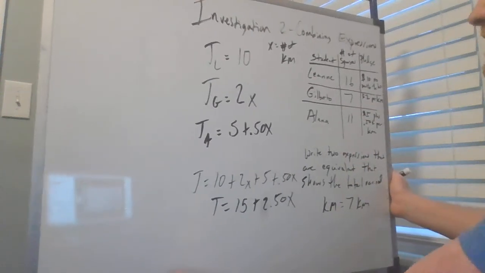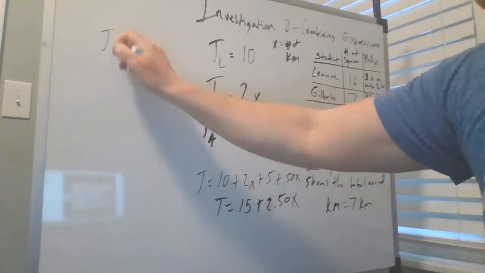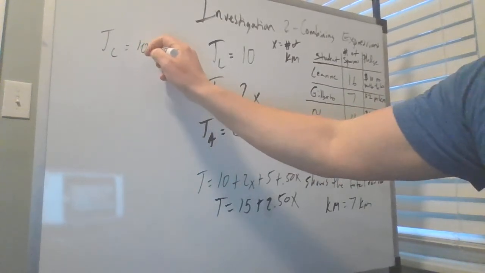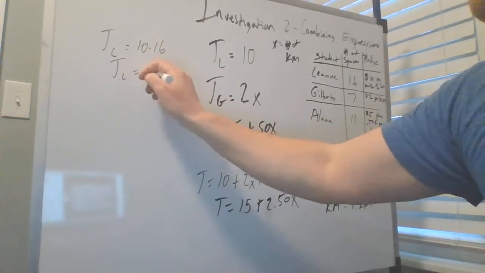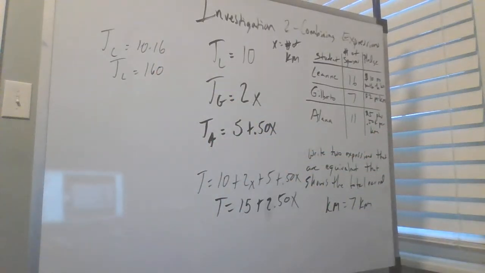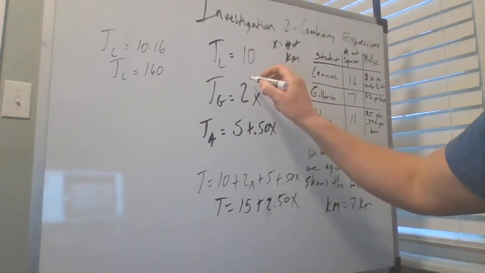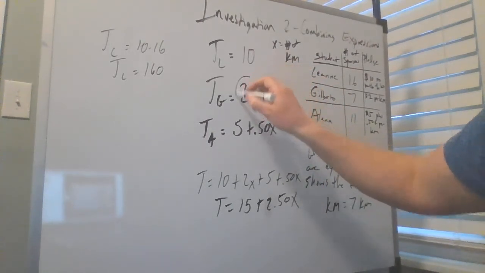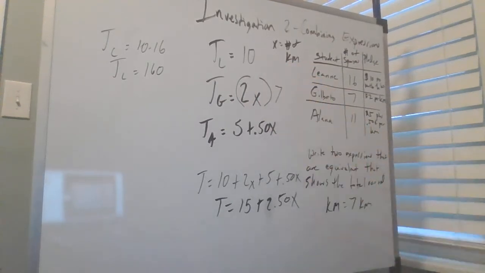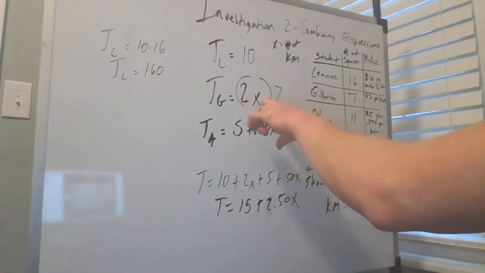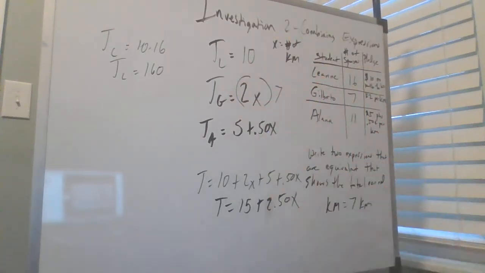But this person has a total of 16 sponsors. So T of L is going to be literally just 10 times 16. So your T of L is 160. Okay. So we got Leanne finished. Gilberto is $2 per kilometer, 7 kilometers. So here's how I'm going to manipulate this equation. I'm going to take this equation and multiply it by 7. Putting parentheses is crucial. After I do my number of kilometers, I multiply that by 7 to find my total. So in this case, we got 7 kilometers.